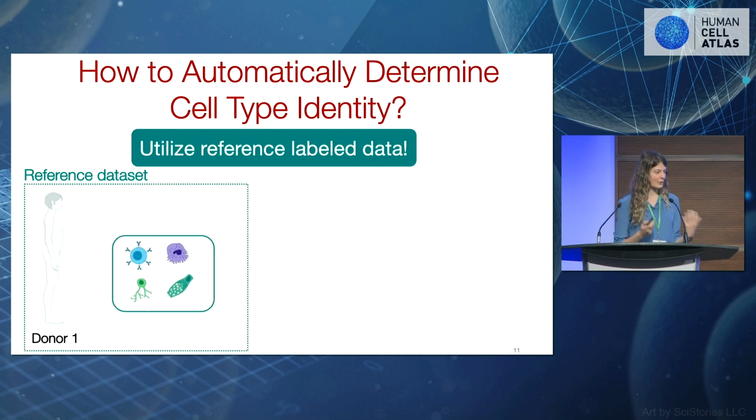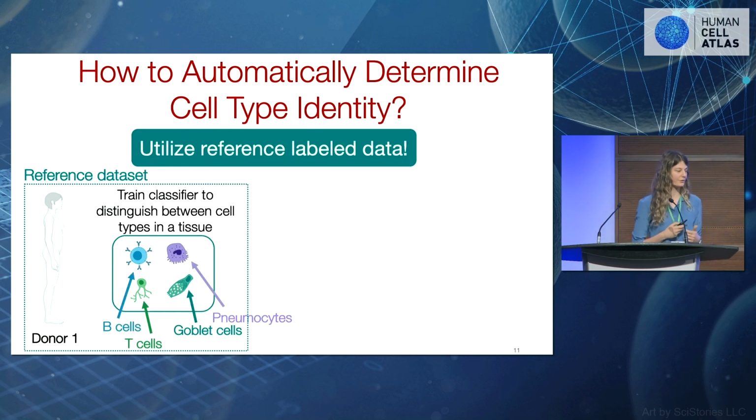Next, I will show an example in which this paradigm simply doesn't work. You can imagine that you have some reference label data coming from one donor, and in this data set you were able to label cells into 4 different cell types, and you can train a classifier to distinguish between different cell types in a tissue. But now you want to apply this classifier to test data in the wild coming from a new donor, and maybe this new donor, for example, has a cancer, and there are some disease-specific cell types and cell states that you were not able to see and label in your reference label data.